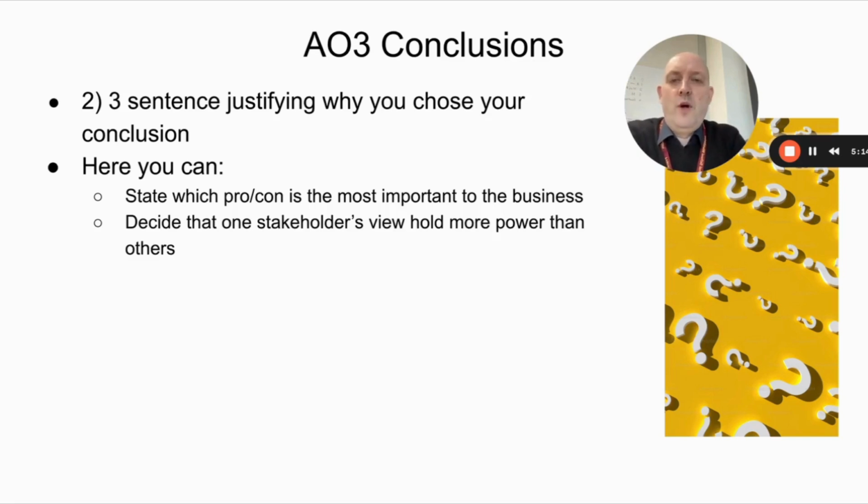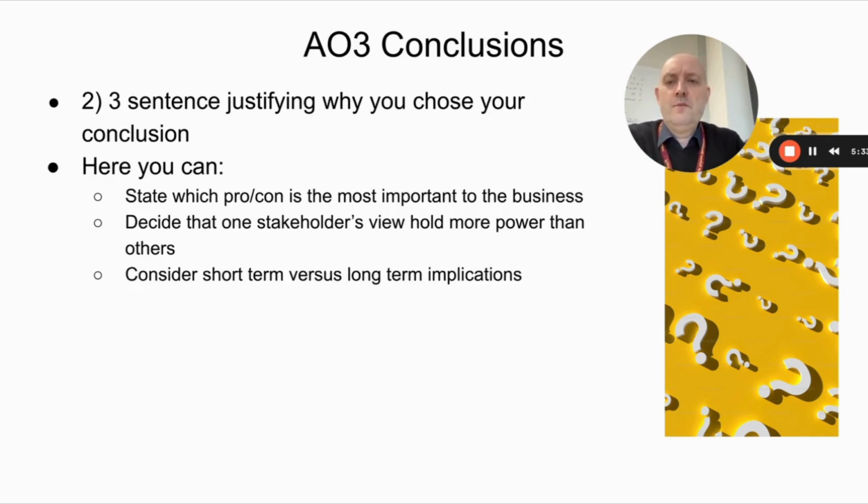You can say that one stakeholder's view holds more power than the others. So maybe you've got a case study with employees and shareholders. And in your conclusion, you go, well, shareholders are the most powerful stakeholders, so therefore we should go with their opinion. And that can be a justification for a conclusion. Maybe you look at short-term versus long-term. So maybe the decision is good in the short term, but bad in the long term. So that's your justification.